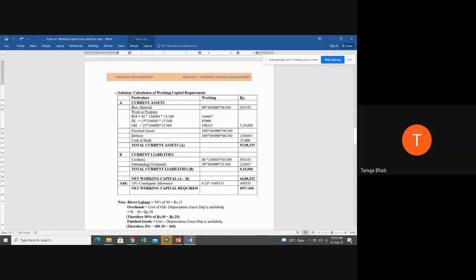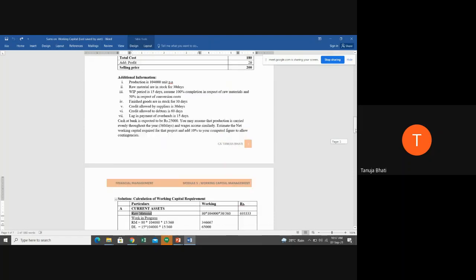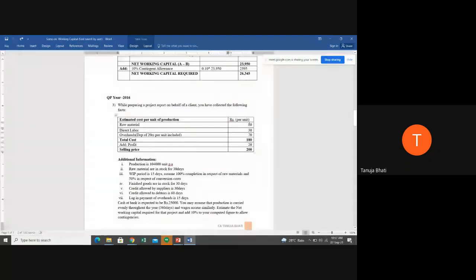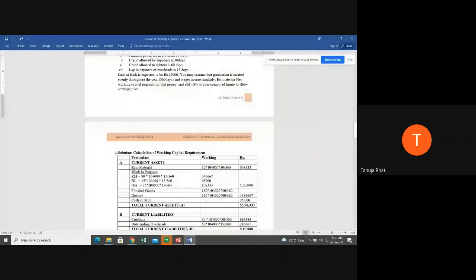Now in current assets, you know, raw materials will come. Okay. Now what is the total raw material cost? It is 80 per unit. What is the number of units? 1,04,000. Raw materials are in stock for 30 days. So it will be 80 into 1,04,000 into 30 divided by 360. You get the amount of raw material. Next, in work in progress, I told you work in progress, three things will come.